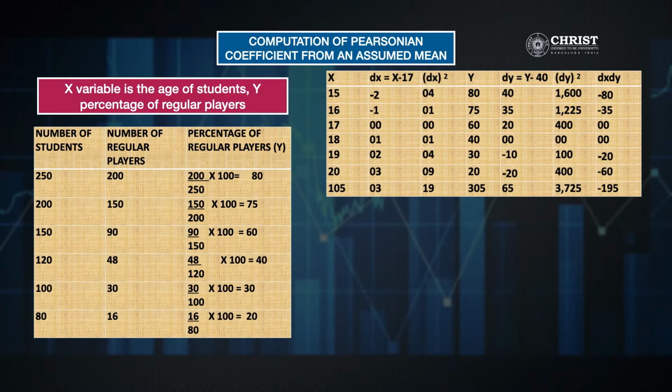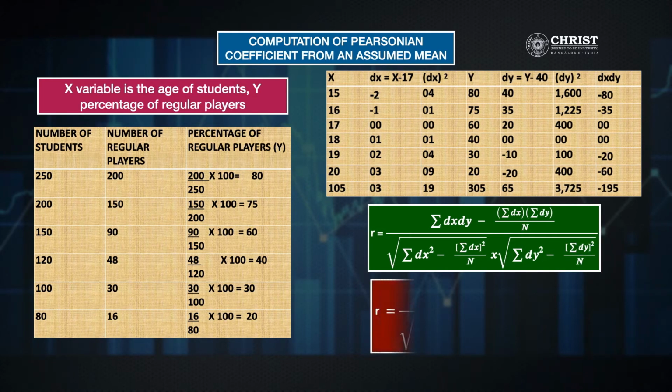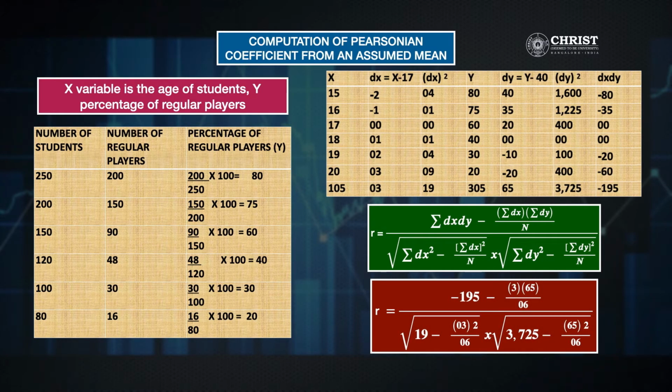Now we have to apply the values in the equation. When you substitute the values in the equation, we will get minus 195 minus 3 into 65 divided by 6, where 6 is the number of observations. The whole divided by root of 19 minus 3 squared divided by 6 into root of 3725 minus 65 squared divided by 6. So you are getting r value as minus 0.98947.